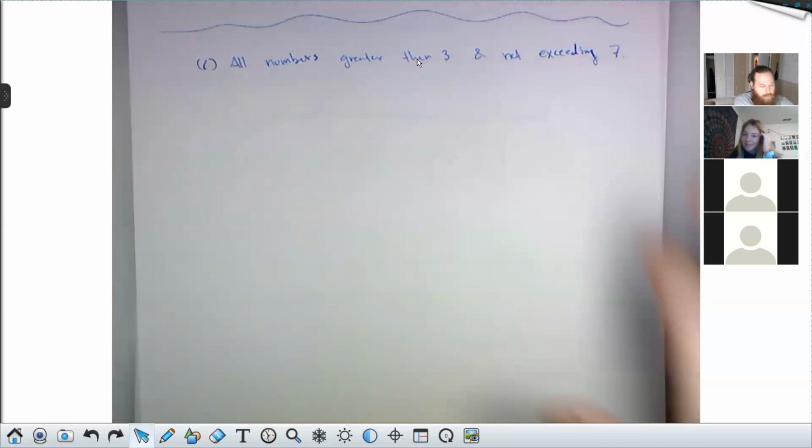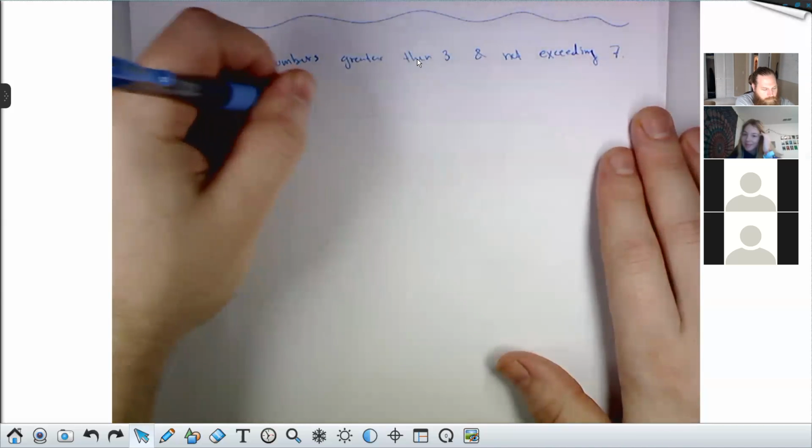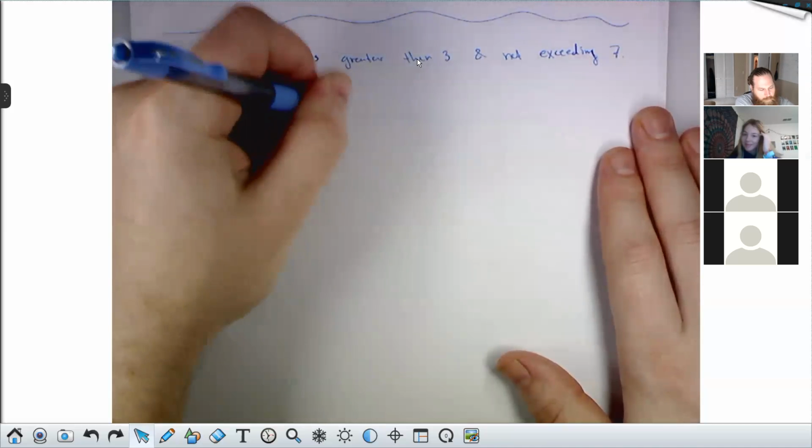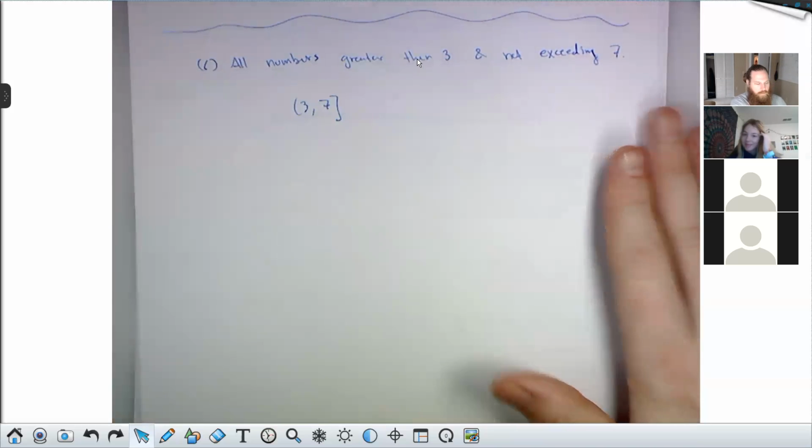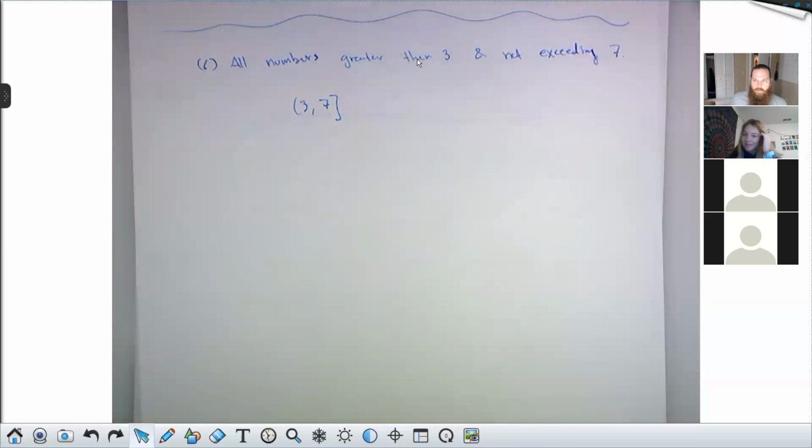So what Charles said was correct. This is parentheses 3 up to 7 and then a bracket. But I'd be curious to know how you arrived at this conclusion. Or if anybody else wants to answer here, I'm just looking for a little bit of input.